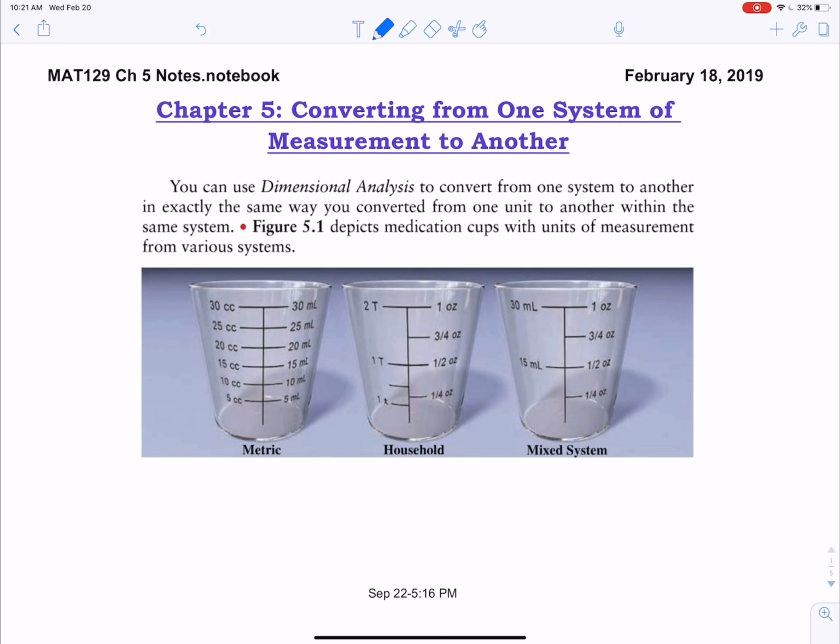Here, we're going to look at Chapter 5 for Math 129. Here we're going to continue with our dimensional analysis, but we're going to look at how to convert from one system to another. So from our metric system to our household system.